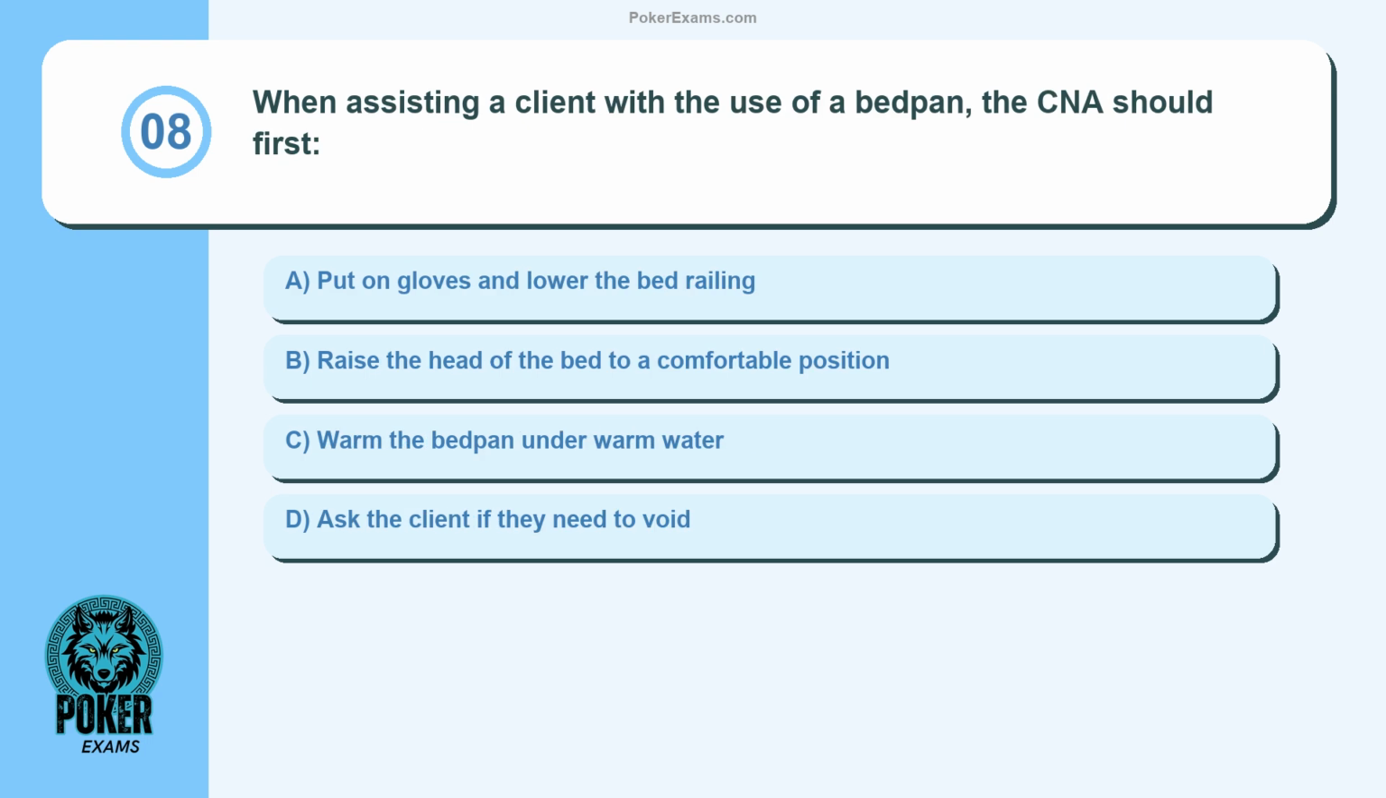Question 8. When assisting a client with the use of a bedpan, the CNA should first put on gloves and lower the bed railing. Raise the head of the bed to a comfortable position. Warm the bedpan under warm water. Ask the client if they need to void.